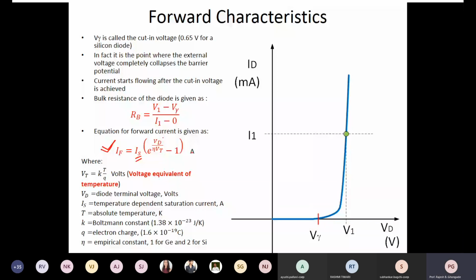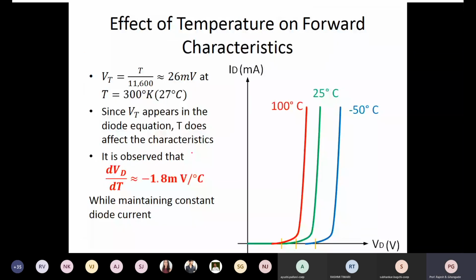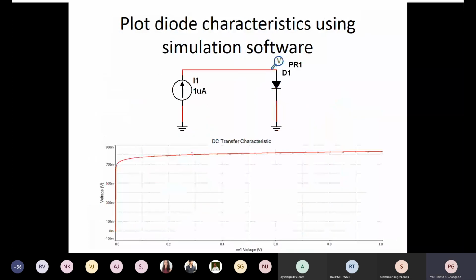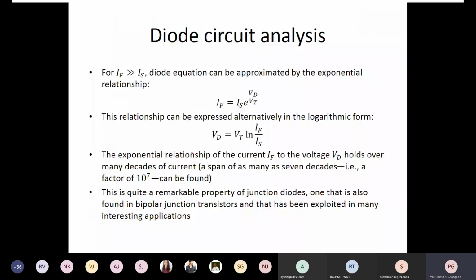Okay, so starting with this particular equation, if I have this kind of situation, IF is way larger than IS, which normally is the case, because IS is of the order of 10 to the power minus 14 amperes, which is a very small quantity compared to IF. So I can approximate the equation to IF is equal to IS into e to the power Vd by Vt. As I said, eta I am ignoring to be more precise.